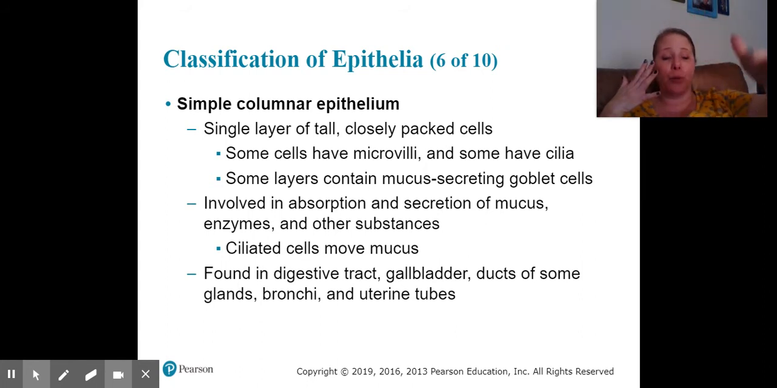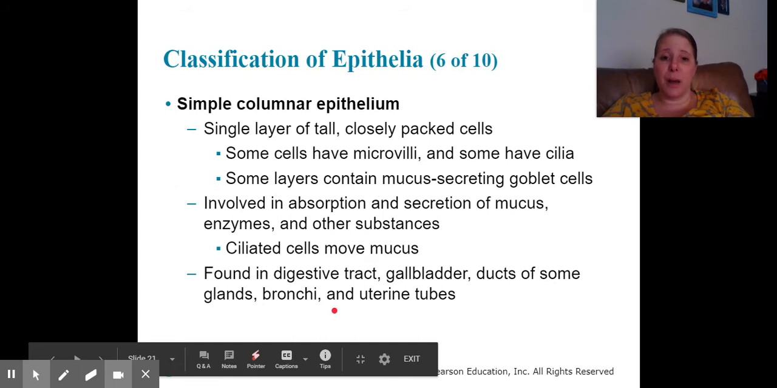And what happens is as you take a deep breath in, all the gas and dust and junk and food particles get trapped in that mucus so it doesn't get down into your lungs and cause an infection. And then the cilia help move it to the back of your throat and you swallow it down into your stomach and your stomach dissolves it and it goes away. Unless you're having allergies or some sort of illness, then it gets a little haywire and you end up blowing it out because it's too much to go in. So you're going to find the simple columnar epithelium in your digestive tract, your gallbladder, some of your glands, some of your bronchi, and your uterine tubes.